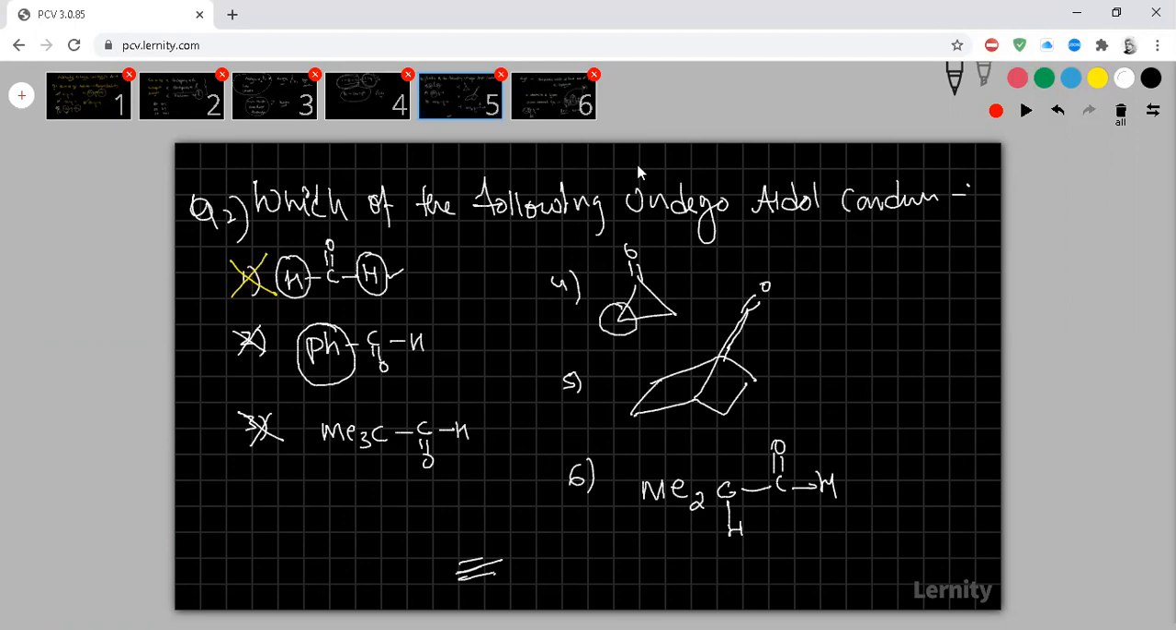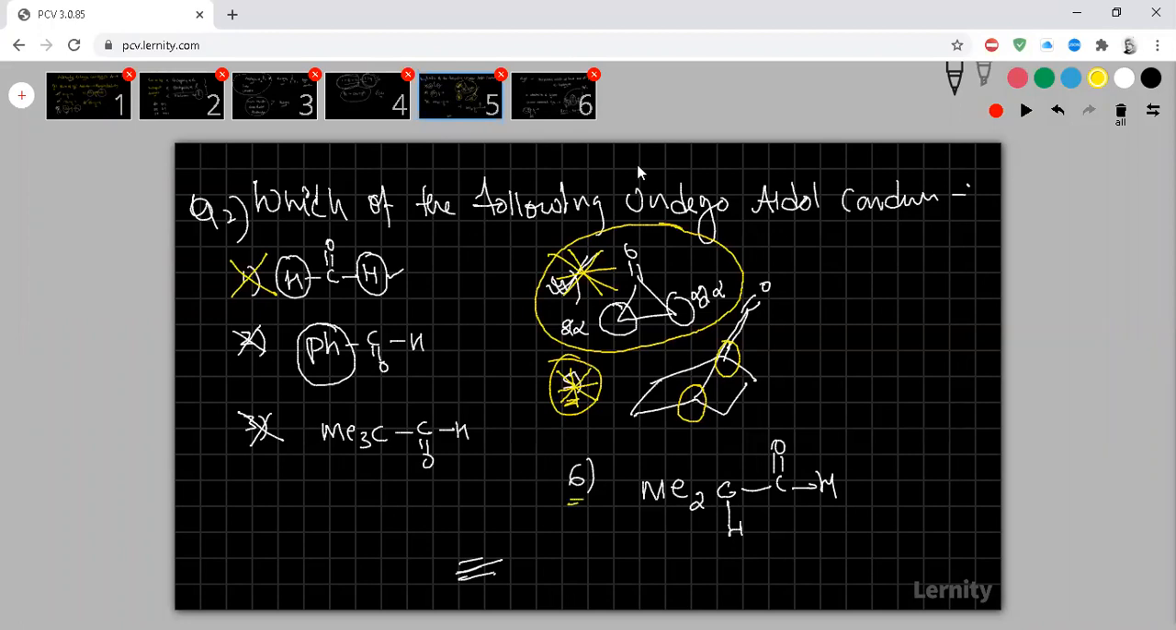This is having two alpha hydrogens here and two alpha hydrogens here also. So we may expect this can give the aldol condensation, but remember, this does not give the aldol condensation. Why, sir? Even though it is having alpha hydrogens, why does it not give the aldol condensation? I will explain to you. Just wait a minute. And come to here. Here also it is having alpha hydrogen, but this also does not give the aldol condensation. The reason I will explain.